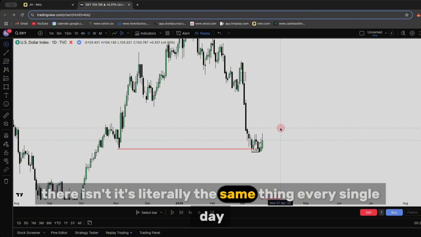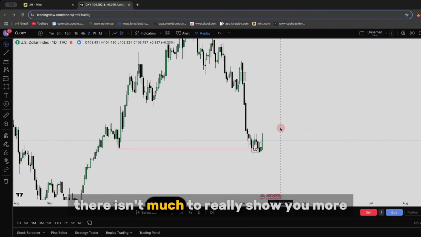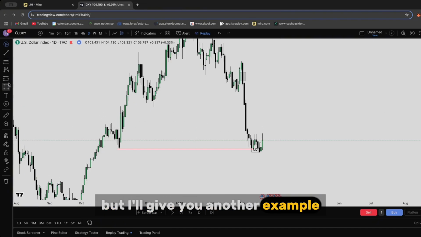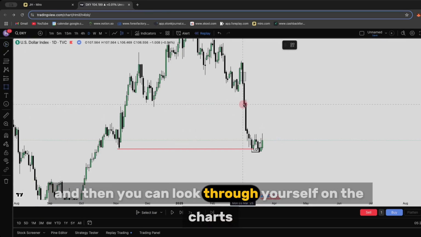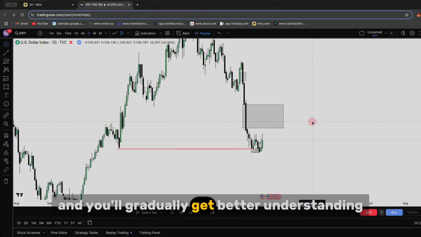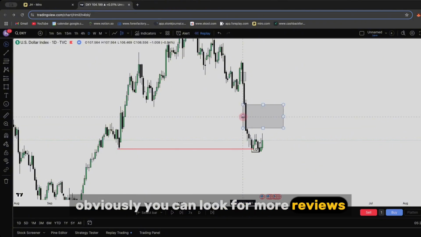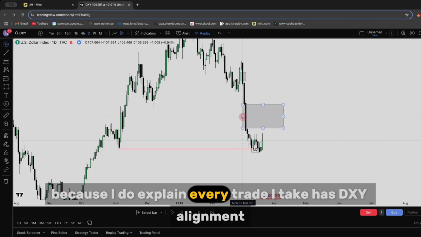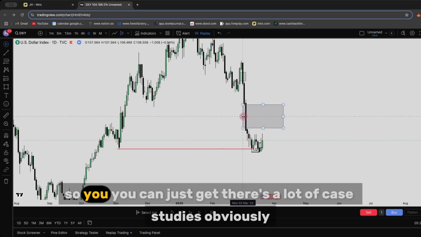It's literally the same thing every single day. There isn't much more to show you, but I'll give you another example, and then you can look through the charts yourself, mirror what I'm doing, and you'll gradually get a better understanding. You can also look through my reviews, because I explain that every trade I take has DXY alignment, so there are a lot of case studies.